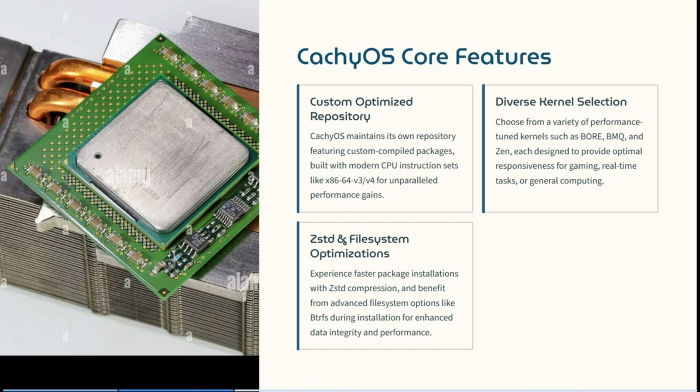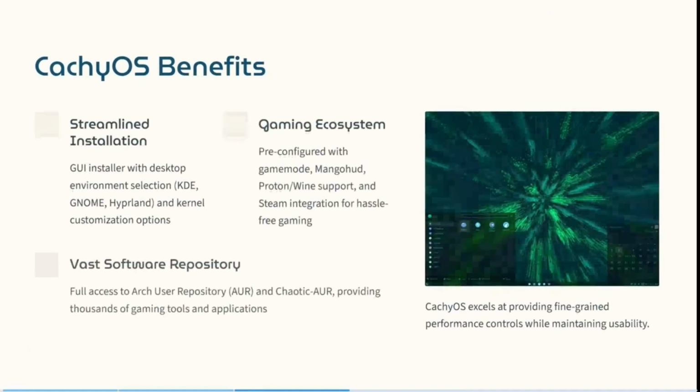You can also experience faster package installations with ZSTD compression and benefit from advanced file system options like BTRFS during installation for enhanced data integrity as well as performance. The last thing, some of their benefits while using CachyOS is their streamlined installation. Their GUI installer with desktop environment selection and kernel customization options is really awesome.